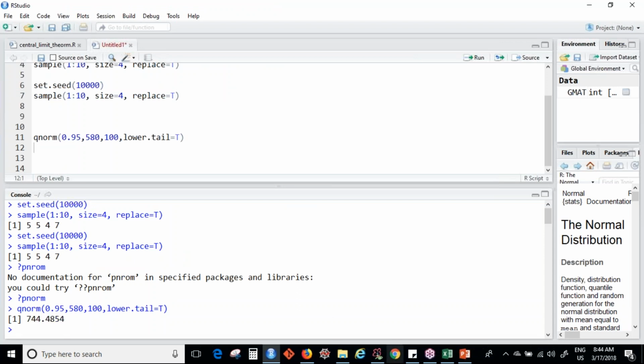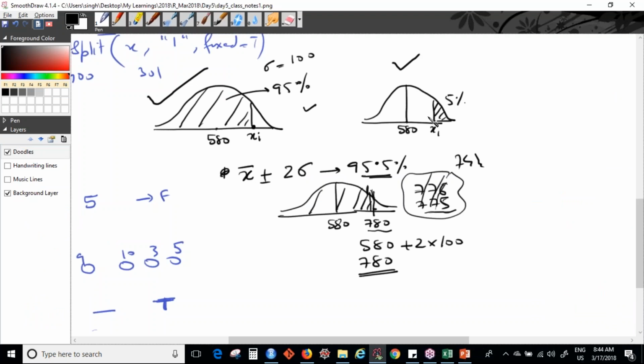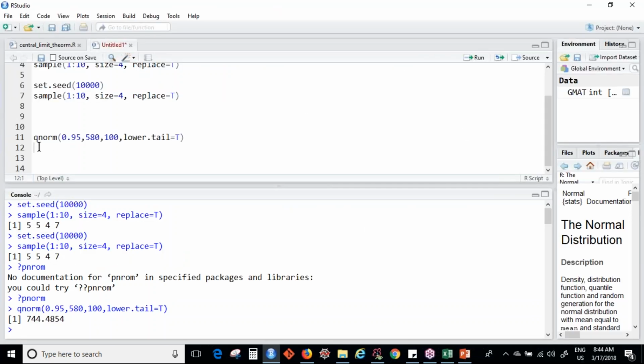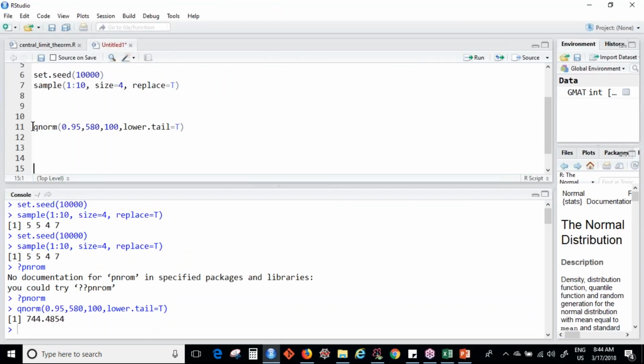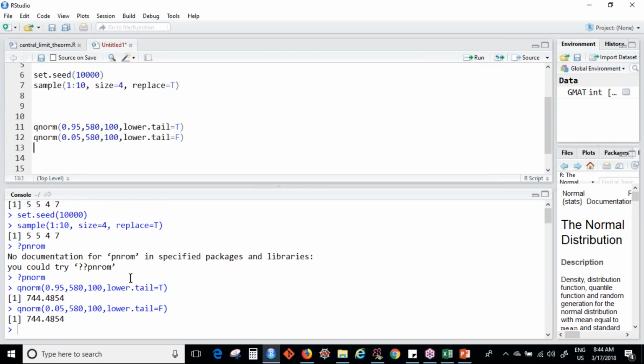Okay, now let's take the other approach to do. So this will also give you the same answer. Now same, I'll just copy paste. Here I will give 5%. So 0.05 I will give, and I will give lower dot tail is false. Okay. So see, this also gives me the same answer. So 744 is the marks below which you will have 95% of the students.